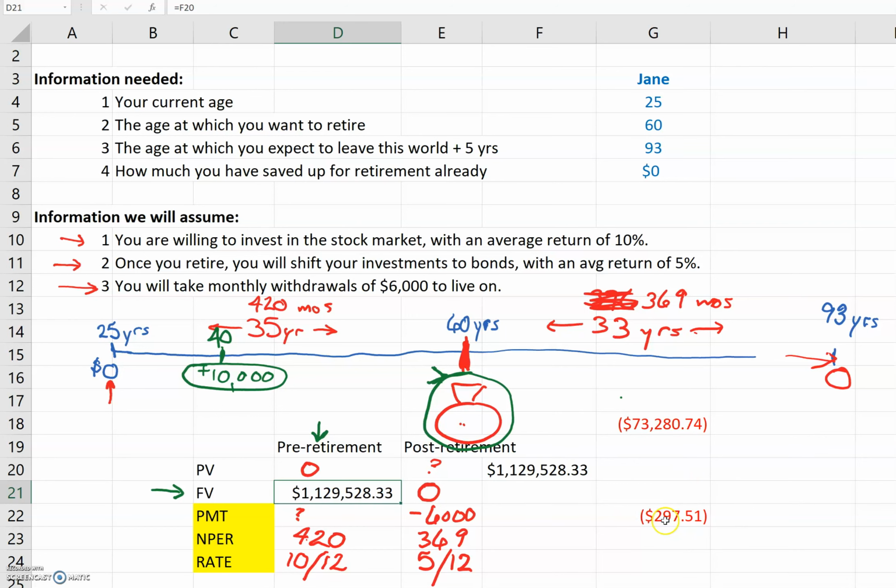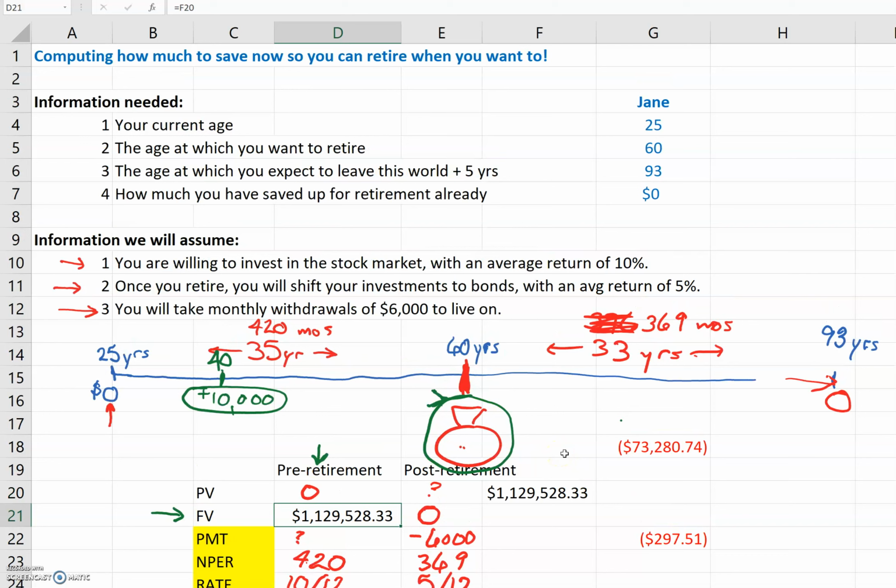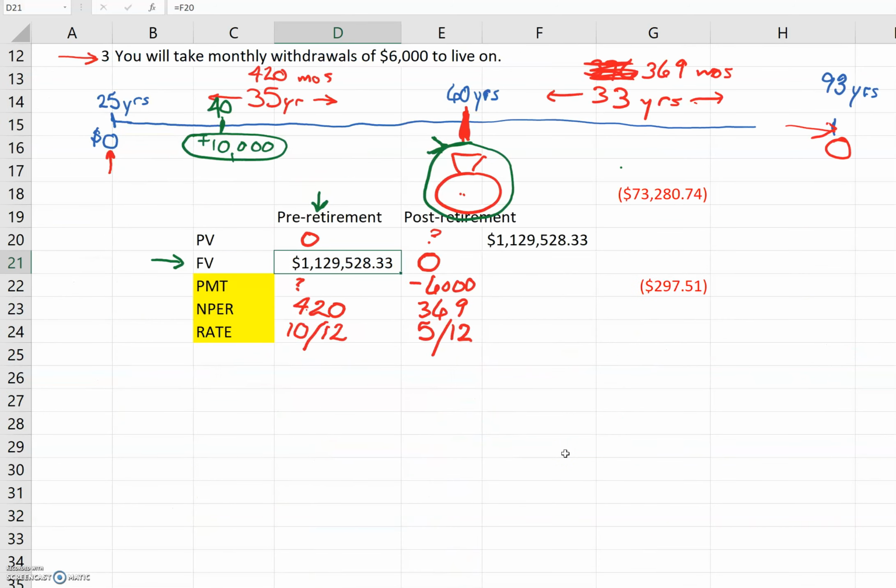So there you go. There's all sorts of things you can do with these computations. Just change the numbers and figure out what works for you.